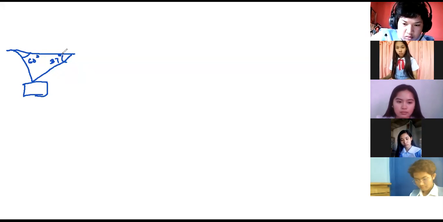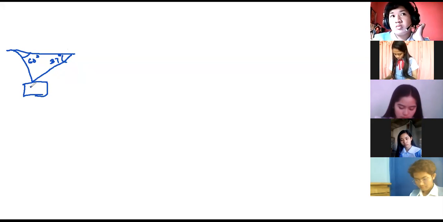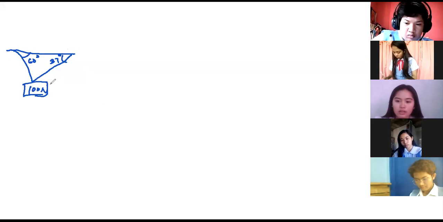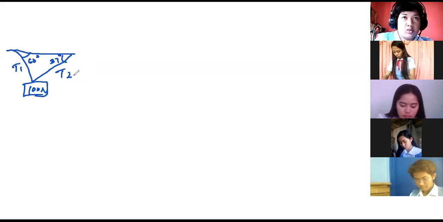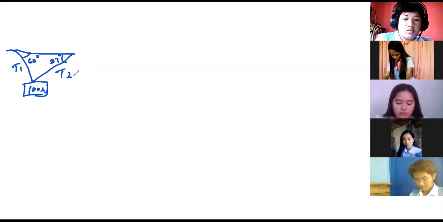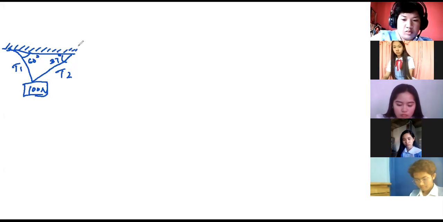Now, the question here is that if the weight is equal to 100 Newton, and we have tension 1 and tension 2. So we have 2 tensions. The question is, what are the tensions in this example? What must be tension 1 and tension 2 to achieve equilibrium so that the 100 Newton object will just remain at that position if it is hung at a certain ceiling or object? That's the question.